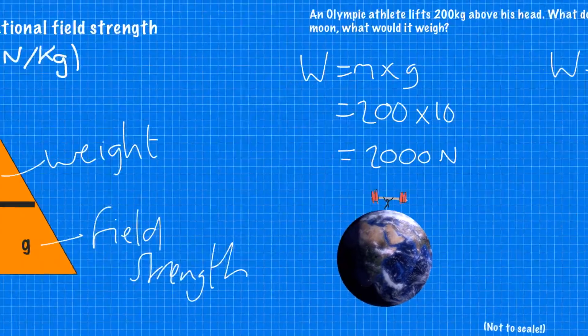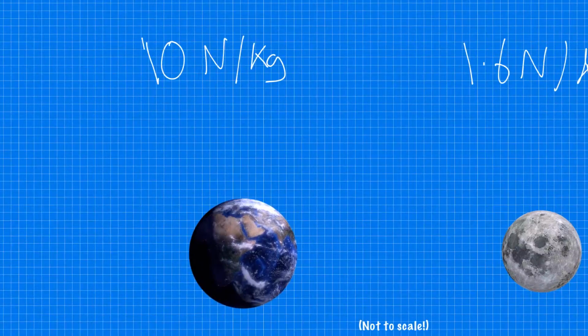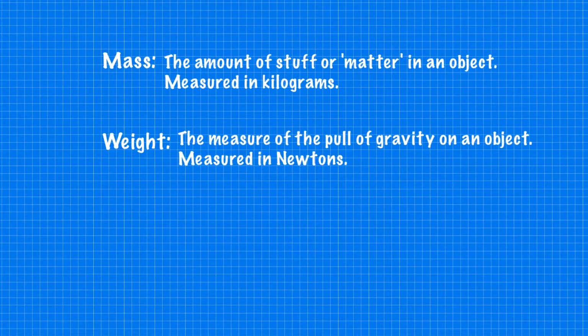So you've always got to remind yourself of the difference between the two terms. The mass is the amount of matter or stuff in an object, and the weight is the measure of the pull of gravity on an object. It's a force, therefore it is a vector quantity. It has a direction which is always towards the centre of the gravitational pull, and it has a magnitude which we just calculated there.